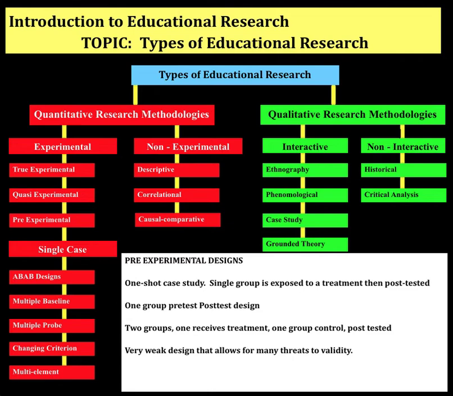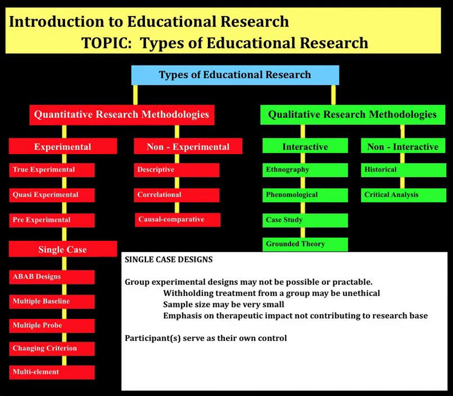And then you have a one-group pre-test and post-test. So you have a group, you give them a pre-test, there's a treatment, then you give them a post-test. Or you have 2 groups, one receives a treatment, one is a control group that doesn't receive a treatment, and you give both of them a post-test. So these are very weak designs, and they have many, many threats to internal validity. However, in terms of your individual classroom, they may be very workable and they may be very good.